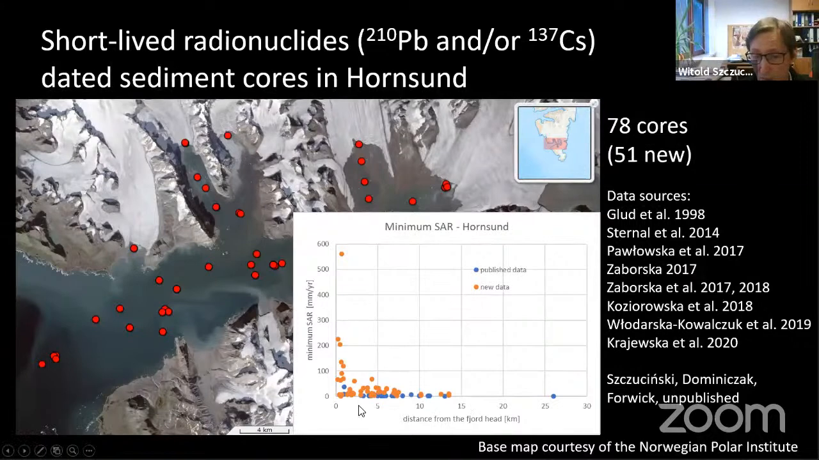And of course, most of that is in the innermost part of a fjord. There are still some data points with low accumulation rate, but as I mentioned, it is a minimum accumulation rate. So if we found a box core or sediment core with excess lead 210 activity throughout, we just could assume that it must be younger than, let's say, 100 years, or if we know the retreat date of a particular sediment core site, then we may try to recalculate.